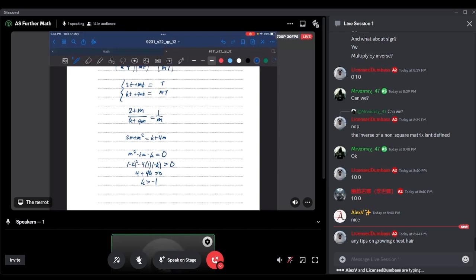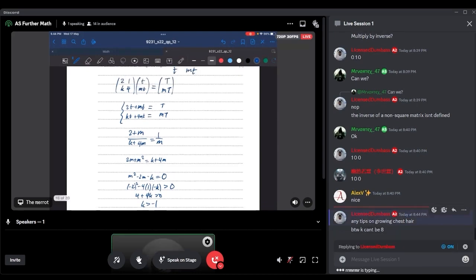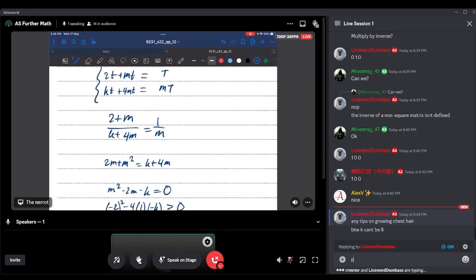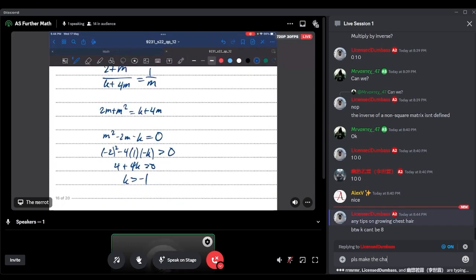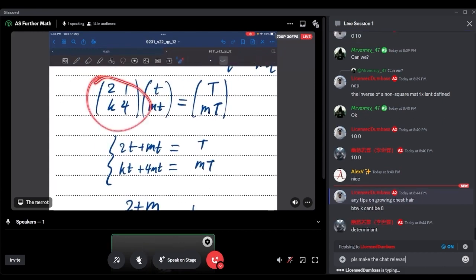Actually, k can't be 8. And what's the reason, actually? I'm also trying to find out the reason. Let's see. If k is 8, then this determinant is 0. I can see that the determinant is 0 when k is 8. What does that have to do again?